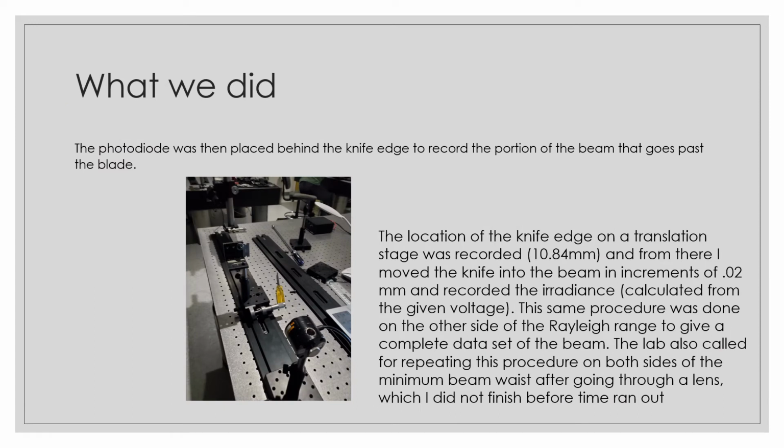The photodiode was then placed behind the knife edge to record the portion of the beam that goes past the blade. The location of the knife edge on a translation stage was recorded at 10.84 millimeters. From there, I moved the knife into the beam in increments of 0.02 millimeters at a time and recorded the irradiance, which was calculated from the voltage that was shown. The same procedure was done on the other side of the Rayleigh range to give a complete data set of the beam. The lab also called for repeating this procedure on both sides of a minimum beam waist after going through a lens, which I didn't have time to finish.